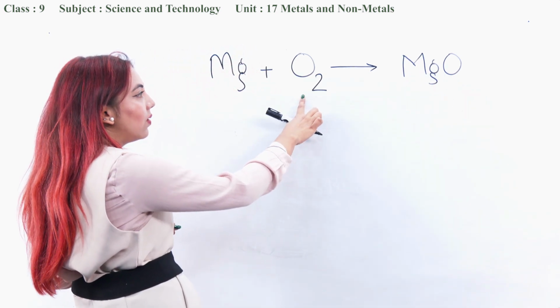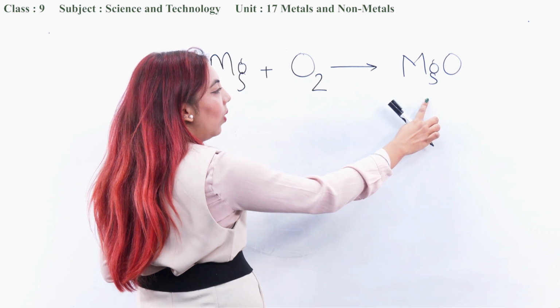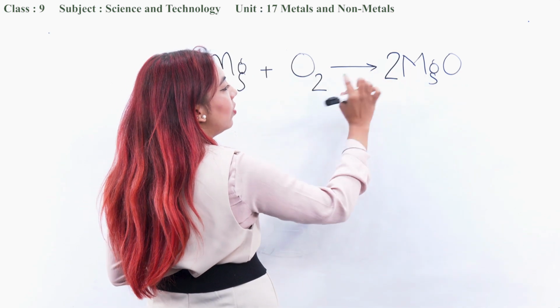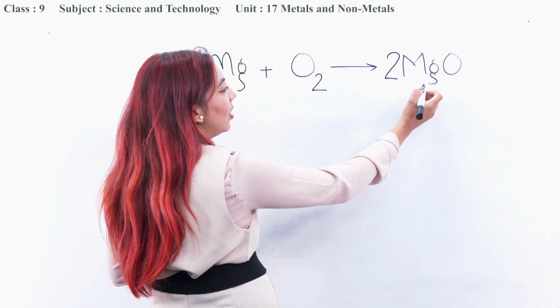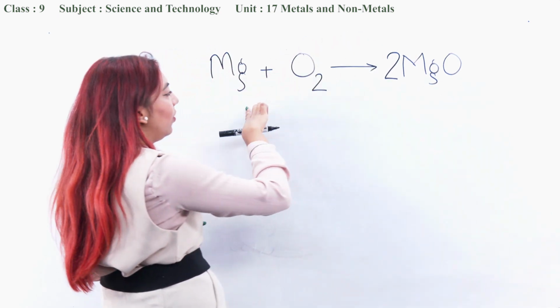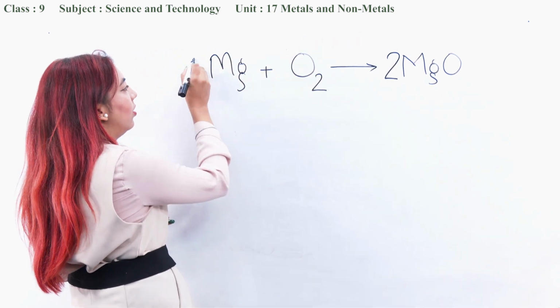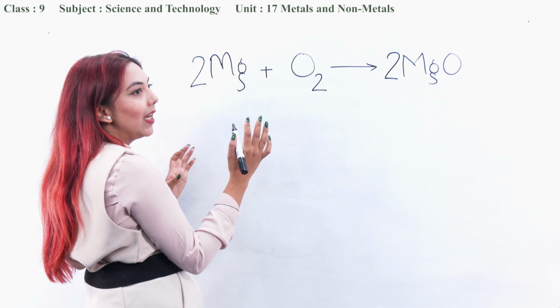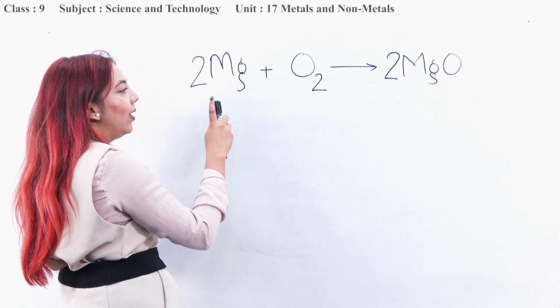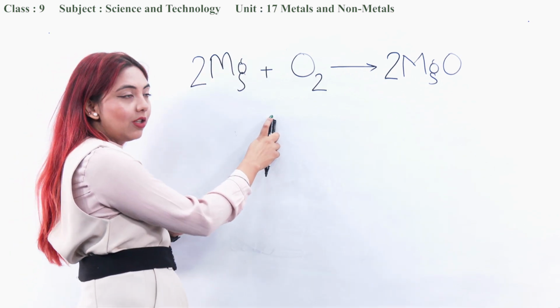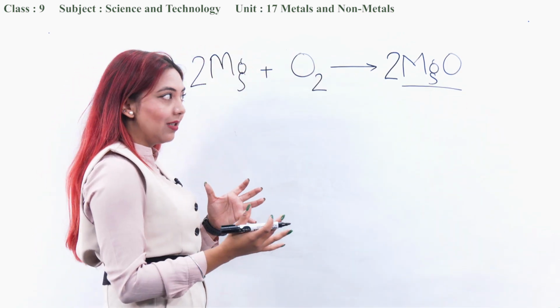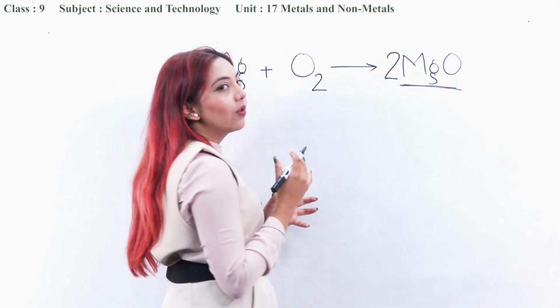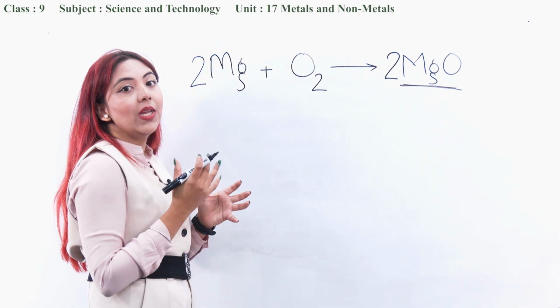Here we have 2 oxygen, but here we have only 1 oxygen. So if we place 2, the oxygen on both sides of the chemical reaction is balanced. Now here we have 2 magnesium, but here we have single magnesium. So after writing 2, this reaction is balanced. Now when magnesium reacts with oxygen, it forms magnesium oxide. Now let us test if this magnesium oxide that forms is basic or not.